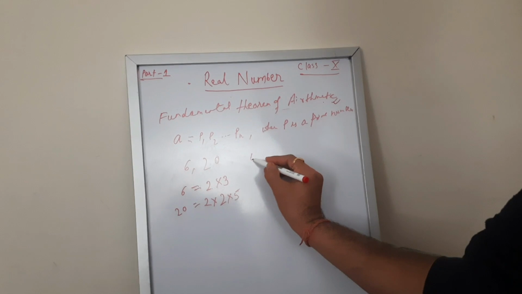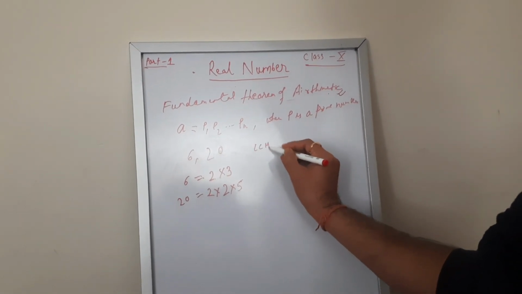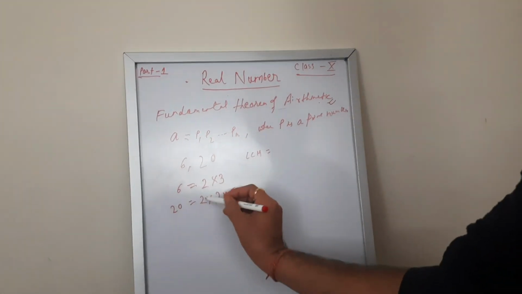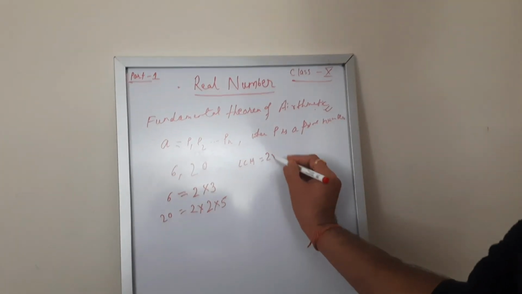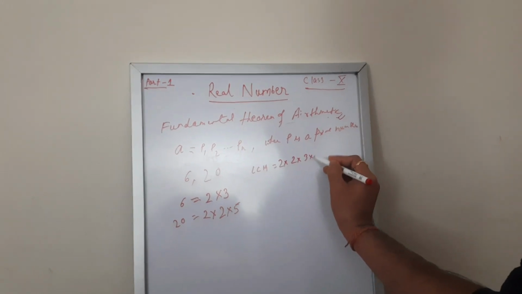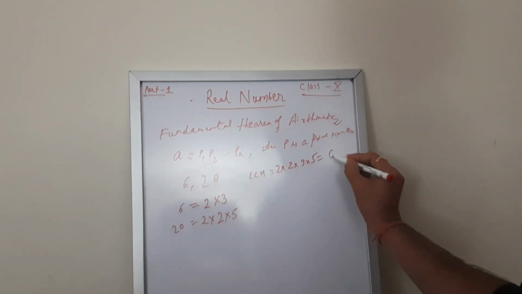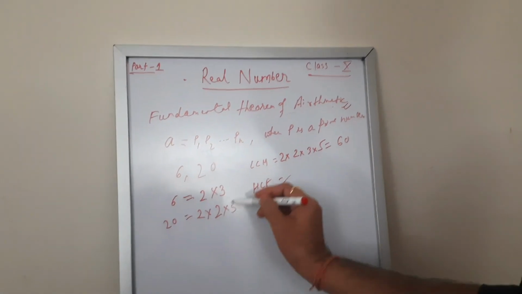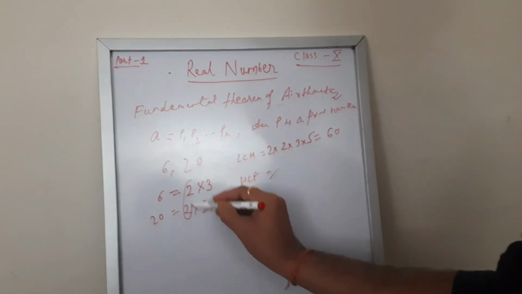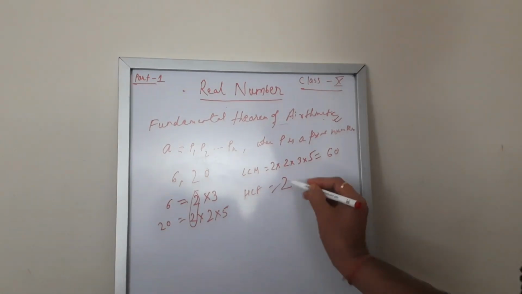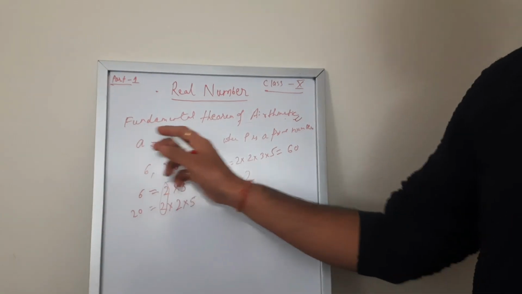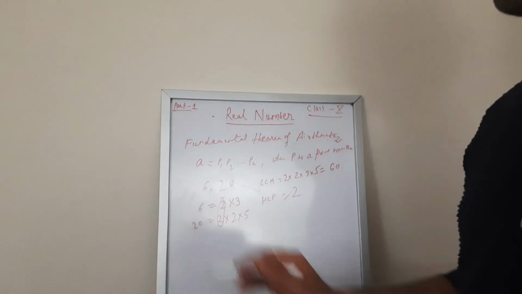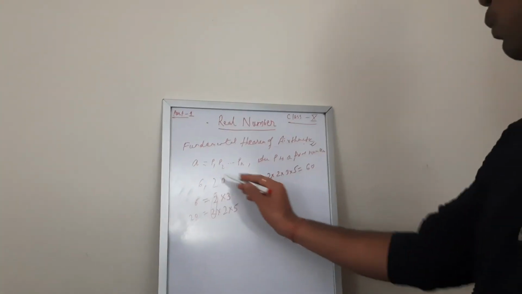Now, what will be the LCM? The LCM will be, see, the common of these two: 2 multiplied by 2 multiplied by 3 multiplied by 5 is equal to 60. And for the HCF, identify the common. So this is the common, so the HCF is 2. So we have seen that using the fundamental theorem of arithmetic, we can identify the LCM and HCF of any two numbers.